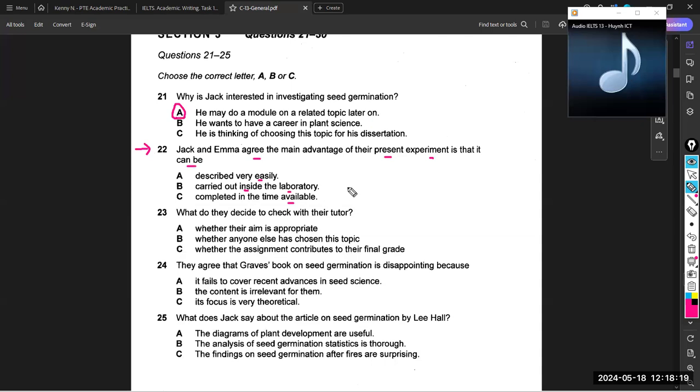Good idea. Well, I thought for this experiment, we could look at the relationship between seed size and the way the seeds are planted. So we could plant different sized seeds in different ways and see which grow best. Okay. We'd need to allow time for the seeds to come up. Do we have enough time, Jack? That should be fine if we start now. So the time is available. It is C.